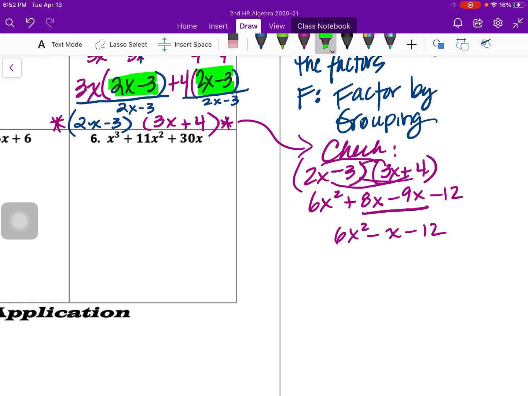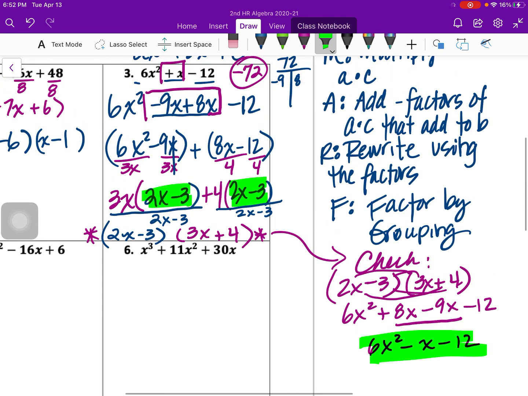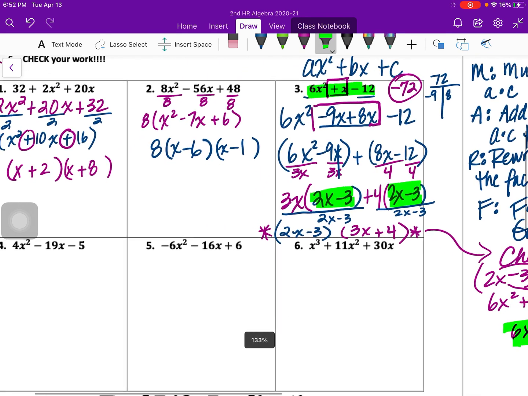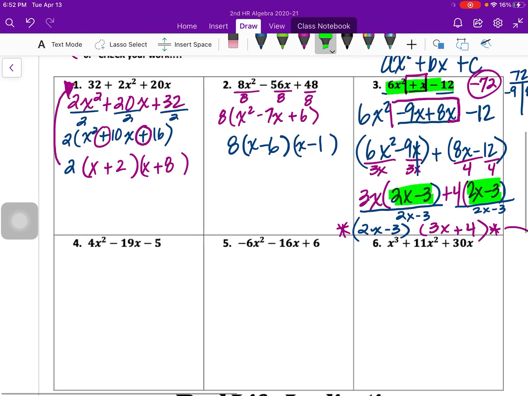Now watch this. If you notice, that is exactly the same as the trinomial that we started with. Okay, so I know it seems probably pretty confusing. Let's go ahead and take a look at a couple more.